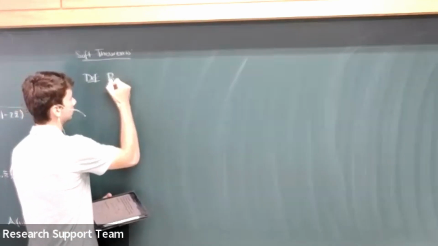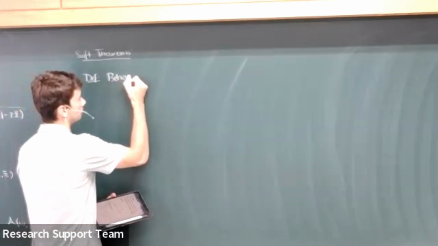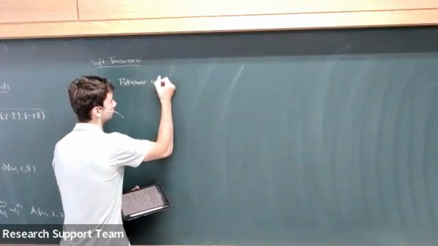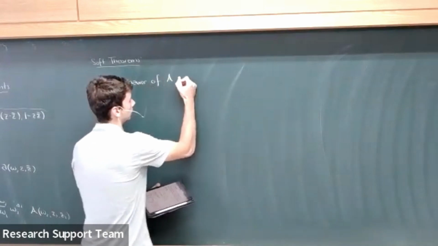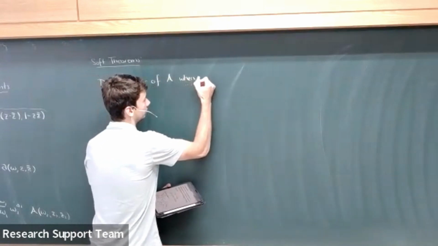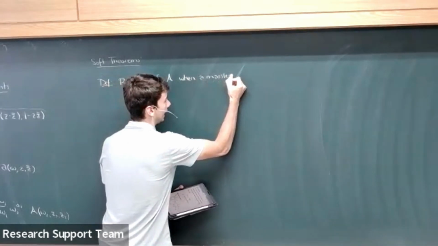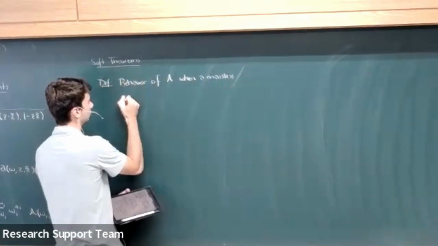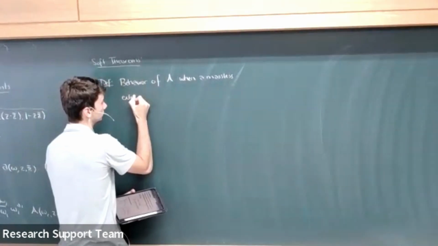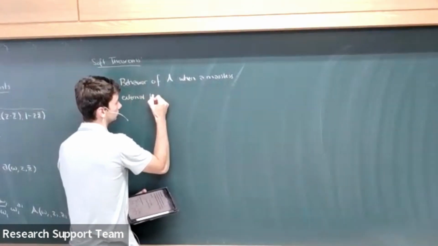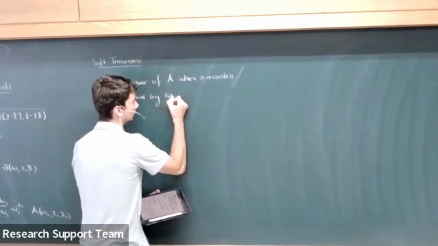So let me give you some heuristic definition of what a soft theorem is. They describe the behavior of a scattering amplitude when a massless, and this is crucial, they have to be massless, external leg has very low energy.